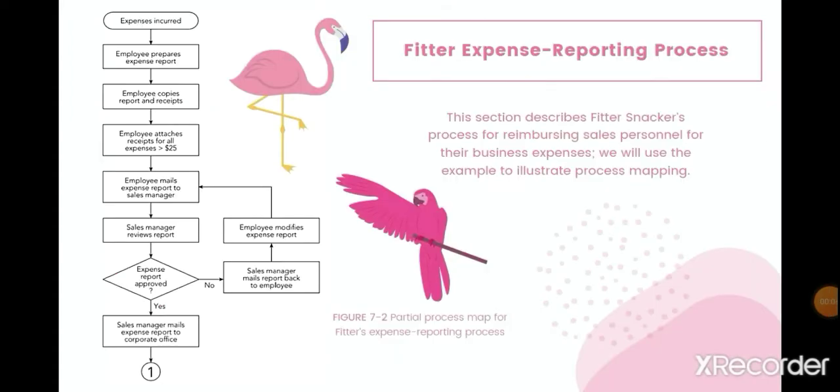This flowchart shows the process of expense reporting of Peter Snacker sales personnel. The process starts with the expenses incurred. The sales personnel prepares the expense report, makes a copy of it, attaches the receipts for all the expenses over $25, and mails the expense report to the sales manager. The sales manager will review the report and either approves it and mails the expense report to the corporate office, or disapproves it and sends it back to the sales personnel and asks for explanation and modification.